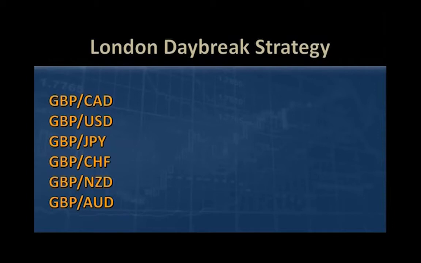Now, here's where you're going to want to start taking some notes. Josh will go into a little more detail about all this here, but for those of you that want to take some notes, we're going to be looking at these 6 currency pairs that you see on your screen. This is part of the London Daybreak trading strategy. We're going to be looking at the Great British Pound Canadian dollar, the Great British Pound US dollar, the Great British Pound Japanese yen, the Great British Pound Swiss franc, the Great British Pound New Zealand dollar, the Kiwi, and the Great British Pound Australian dollar, the Aussie.